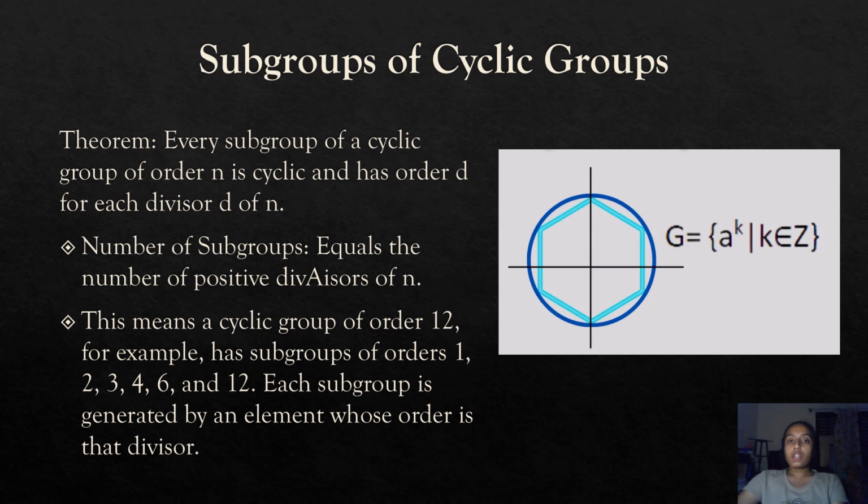Subgroups of cyclic groups. What is a subgroup? Every subgroup of a cyclic group of order n is cyclic and has order d, for a divisor d of n. The number of subgroups is equal to the number of positive divisors of n. This means that a cyclic group of order 12, for example, has subgroups of order 1, 2, 3, 4, 6 and 12. Each subgroup is generated by an element whose order is a divisor. So what this basically means is, if we have one group G, which is the primary set that we are using, and there are subgroups of G as J, K, H, then J, K and H are also cyclic if G in the beginning was a cyclic group.